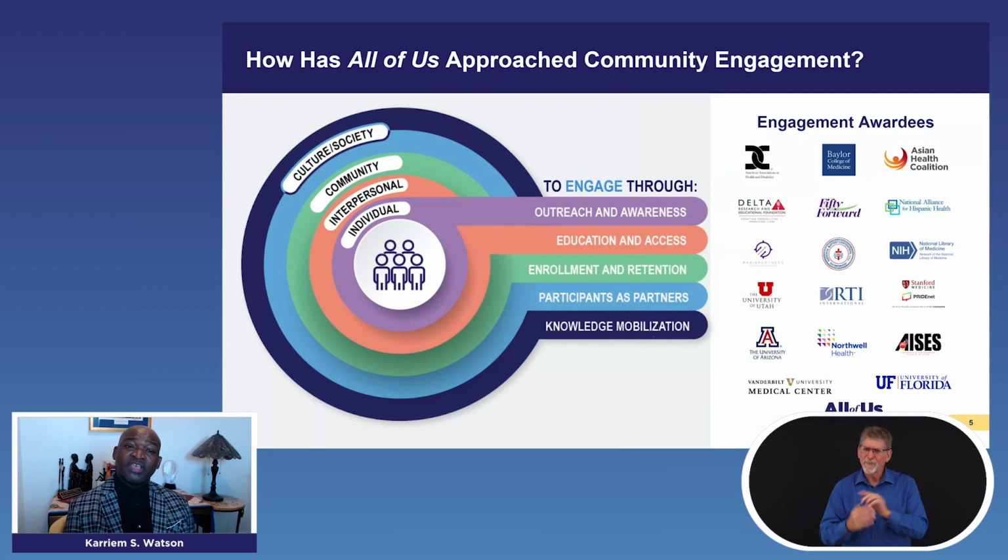This is an example of an ecological model that we've adapted. One of the things we said is that when you think about engaging communities, you must have community partnerships. So we use engagement to think about outreach and awareness, education and access, enrollment and retention, participants as partners, and even knowledge mobilization. And we do that through an engagement ecosystem that includes over 18 community partnerships that represent organizations that represent populations that are often underrepresented in biomedical research.